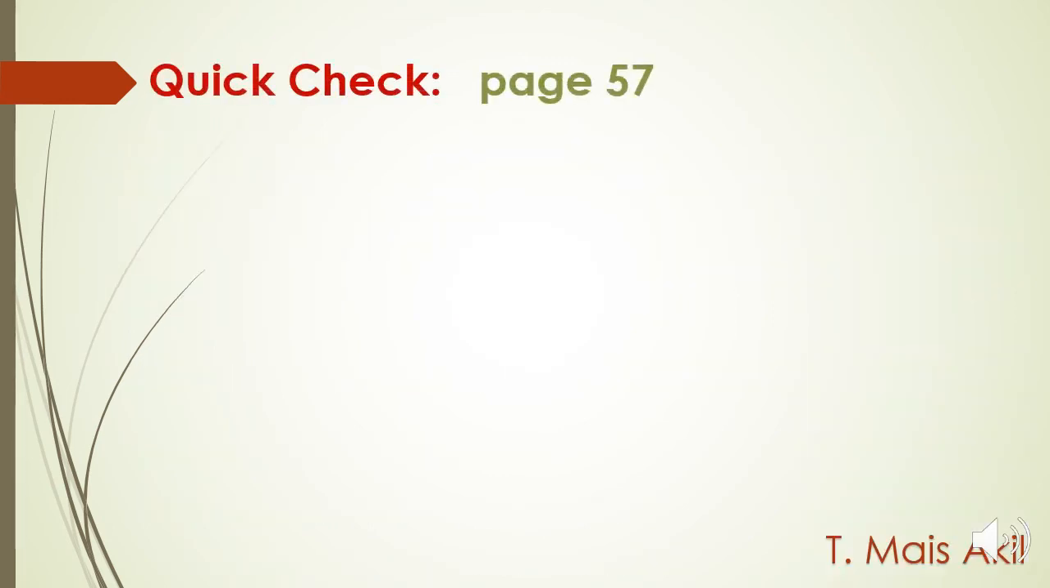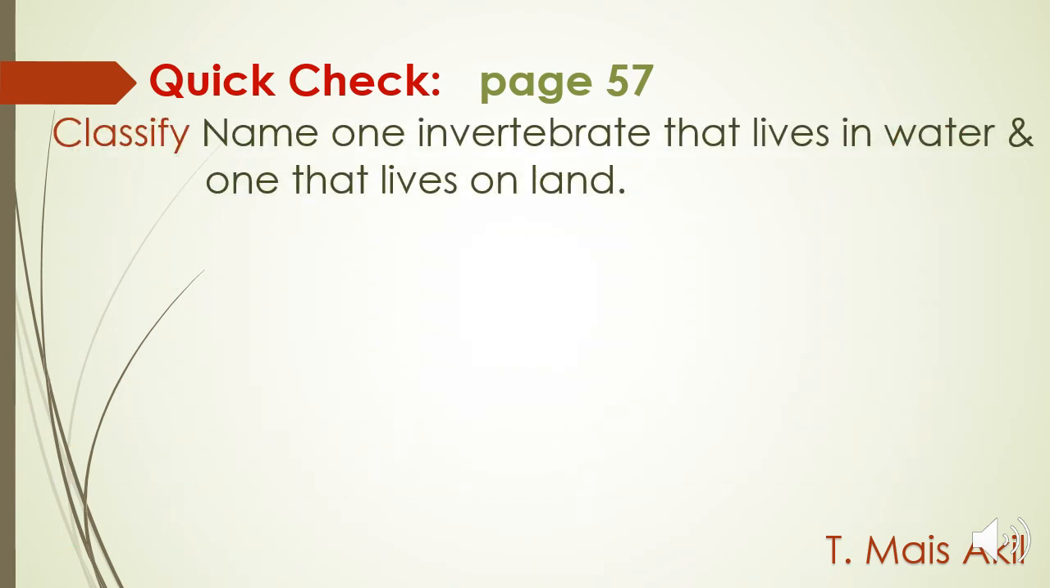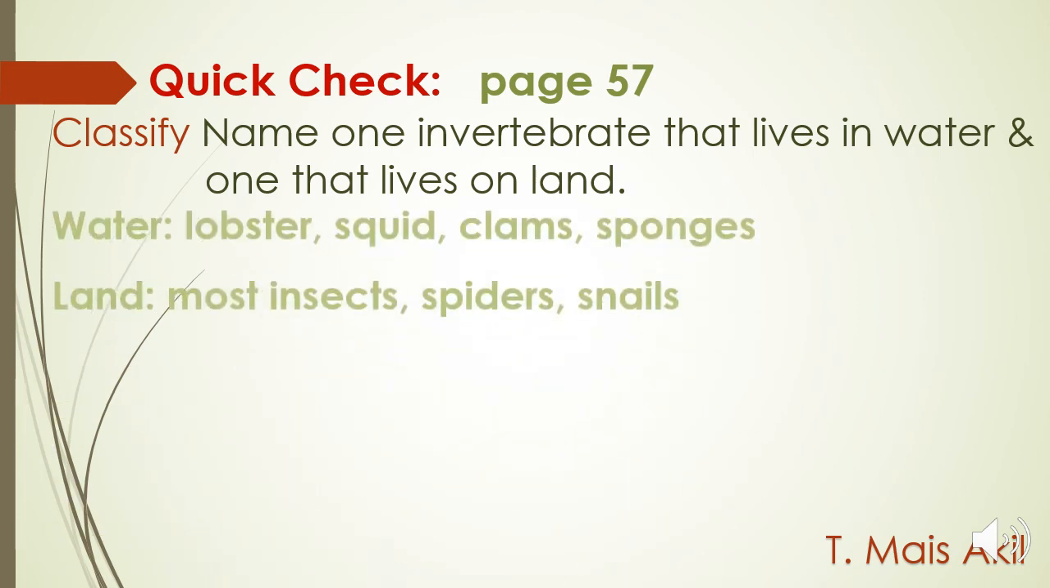Let's solve the quick check on page 57. Classify. Name one invertebrate that lives in water and one that lives on land. There are many examples in water, like lobster, squid, clams, sponges. On land, like most insects, spiders, and snails.